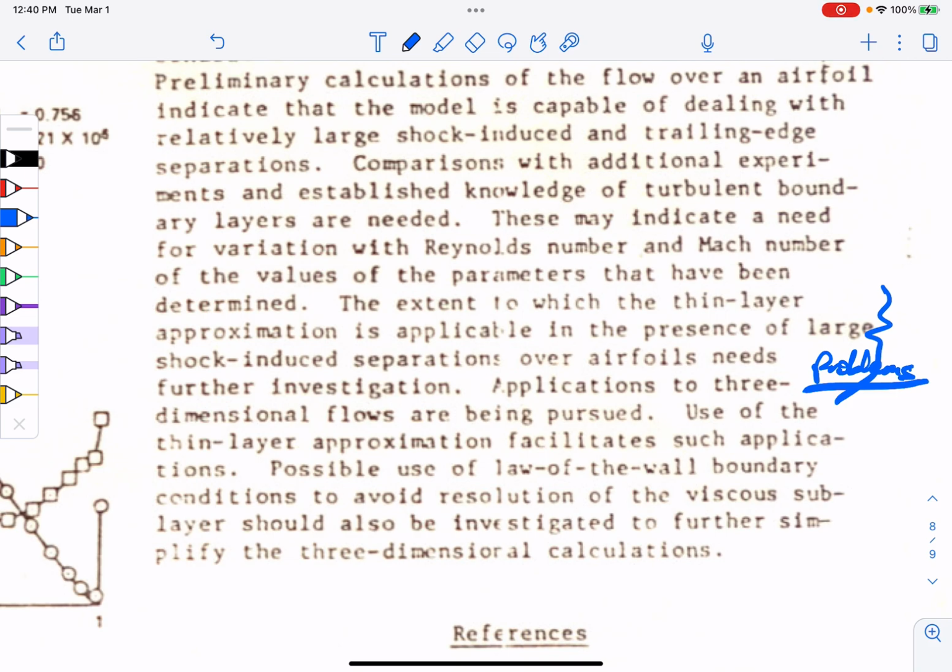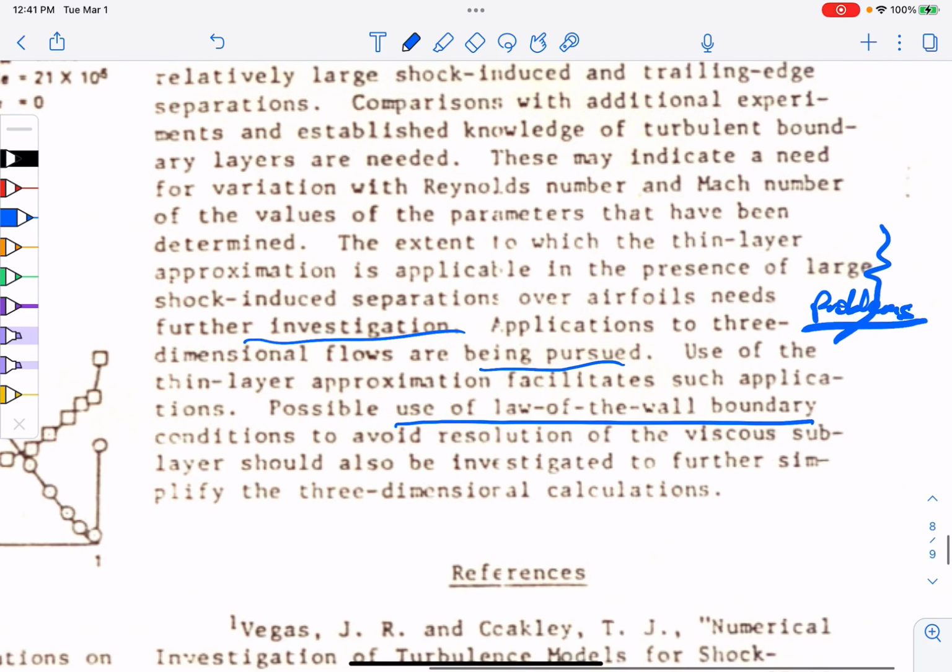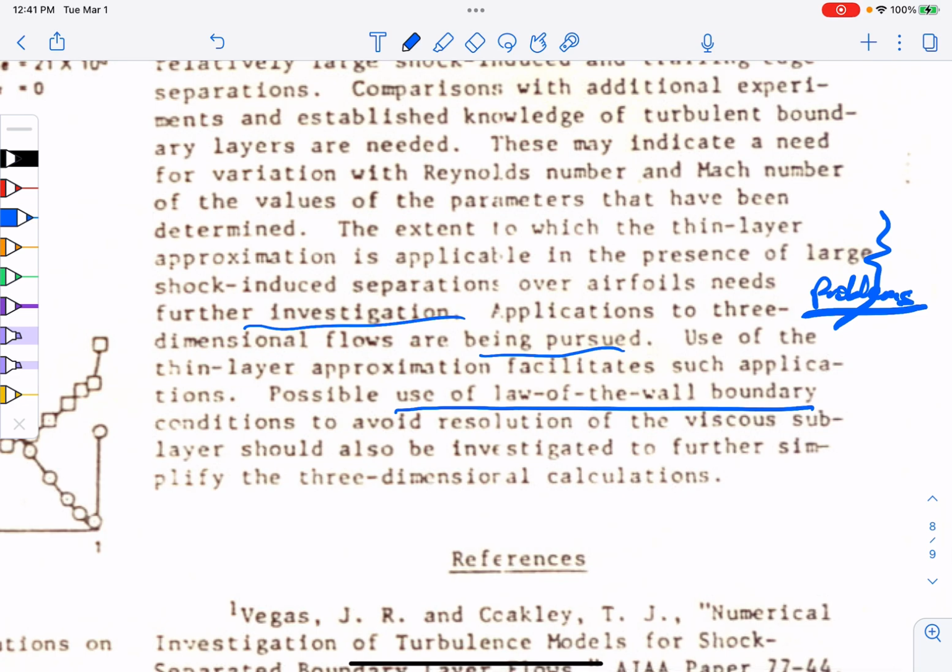He said the extent to which the thin layer approximation is applicable to the presence of large shock-induced separation of airfoils needs further investigation. So he was using a little bit different form of the equations. It's not going to make too much of a difference today. But three-dimensional flows are being pursued. These are all three-dimensional flows, of course, but he's only looking at two-dimensional forms. And thin layer approximation, he said use of the law of the wall boundary conditions avoided high computational expense and often found good results. That's still being used today in LES and also some RANS solvers if you want to save things. So a lot of that has already been done.